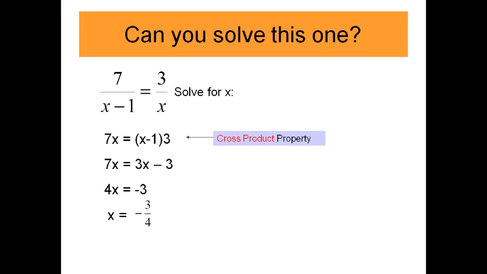Take the numbers which have x on one side, keeping the remaining numbers on the other side. So 7x minus 3x will give you 4x. And on the right hand side, we are left with minus 3. We have to calculate the value of x. So the number which is in multiplication with x will go in the denominator and the value for x will be equal to minus 3 by 4.